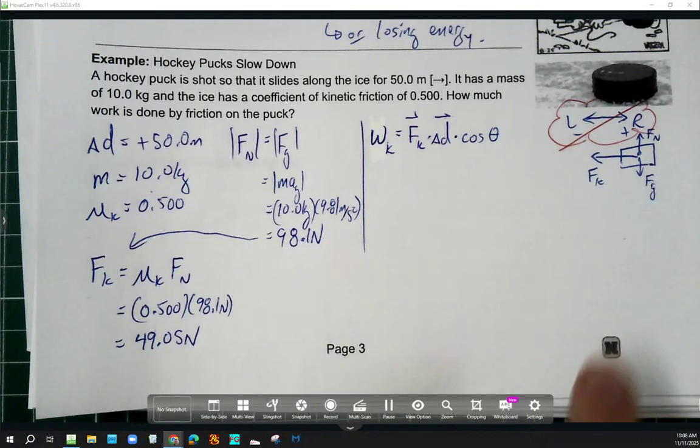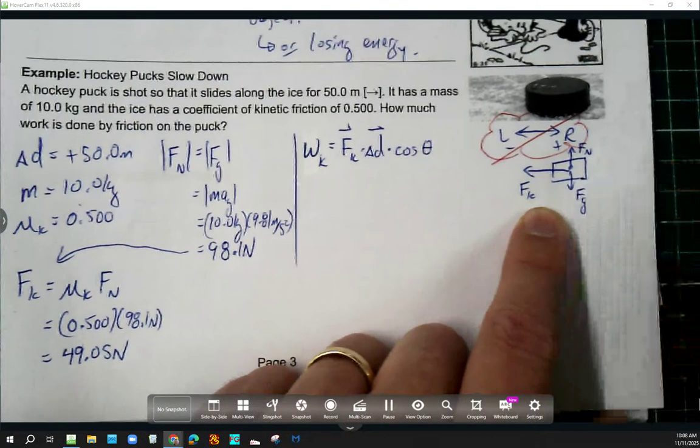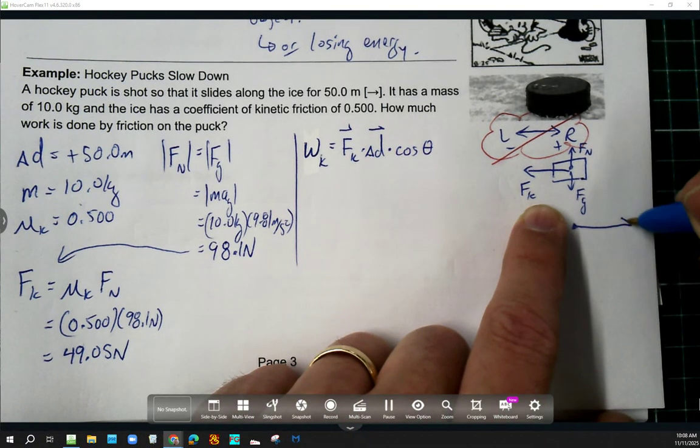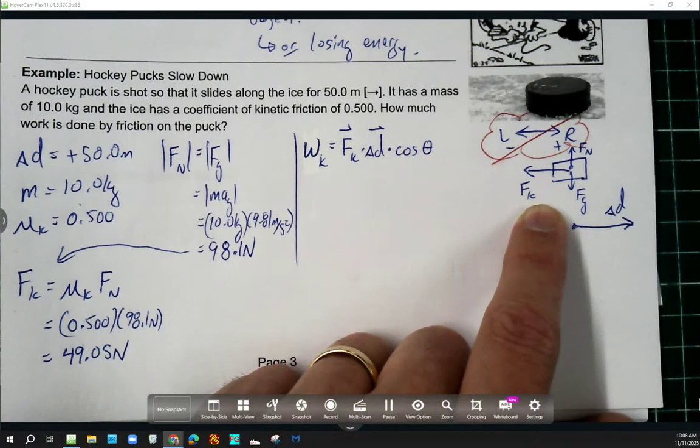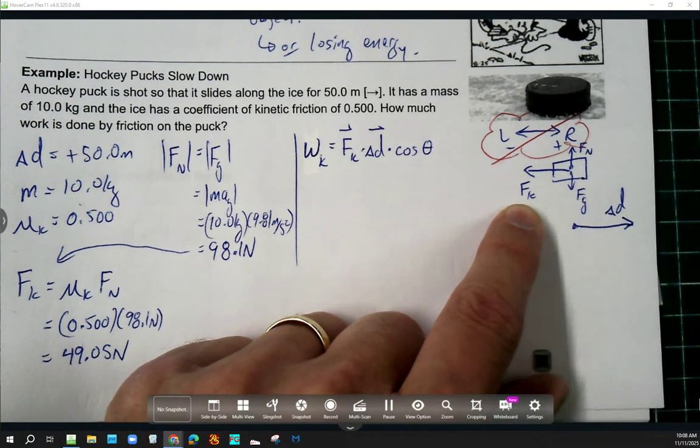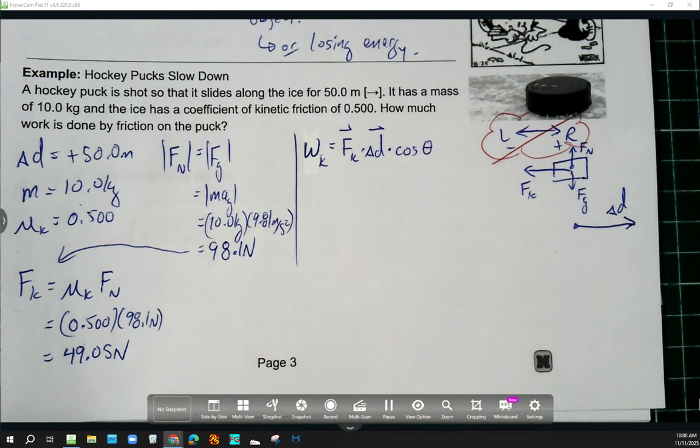And I did draw a free body diagram. I might have thrown the reference frame out, but if this puck slides towards the right, doesn't that mean that its displacement is this way? What's the angle between that force and that displacement? 180. Hey, even if you don't see it immediately, let me draw it again.